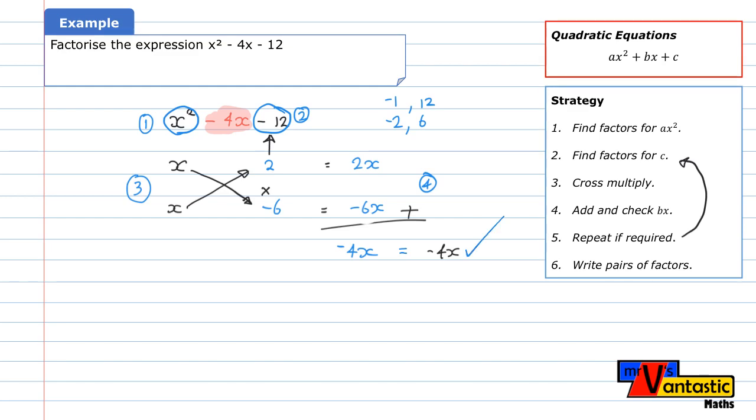And now it's quite simple. Our last step, step 6, our answer is simply these terms that we found grouped together. So this expression simplifies to x plus 2 and x plus -6, so minus 6.